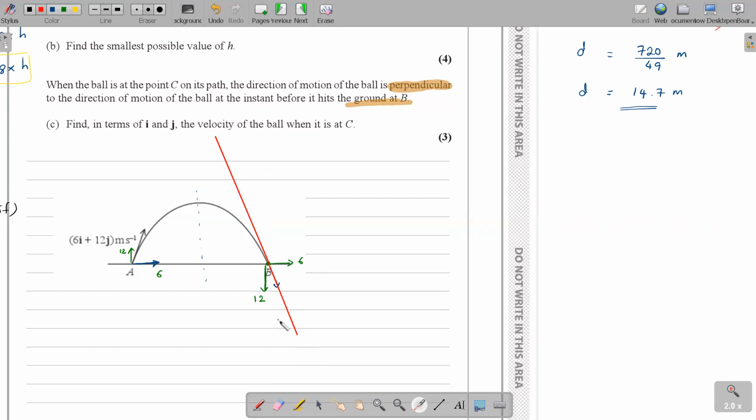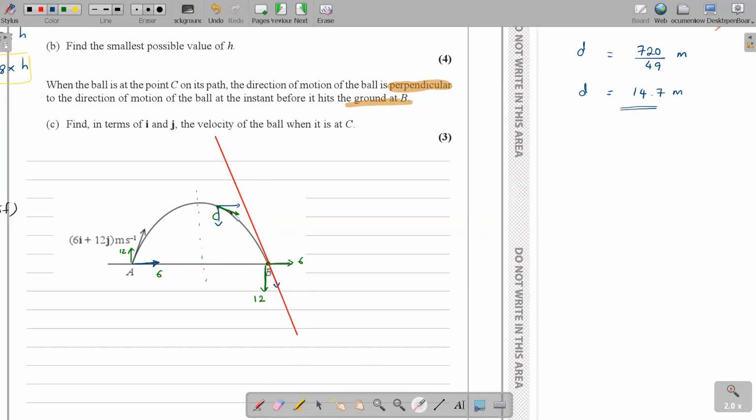Now they are saying there's another point called C on your path, and the direction of motion at C is perpendicular to this particular line. So you have to find another place on your path. For example, let's say C is over here. When C is over here, the direction is roughly somewhere like over here, because your components go like this. The object travels along a tangent to the path.